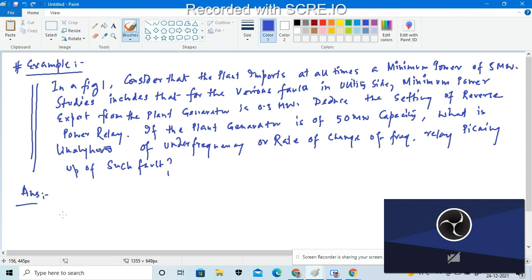Okay, so we have to deduct the setting of a reverse power relay. That means we have to change the setting of a reverse power relay. Now if the plant generator has a generating capacity of 50 megawatt, then the question is, what is the under frequency or the rate of change of frequency relay which will pick up any such kind of fault, that means which will detect the particular fault? So that is the one example from figure 1.